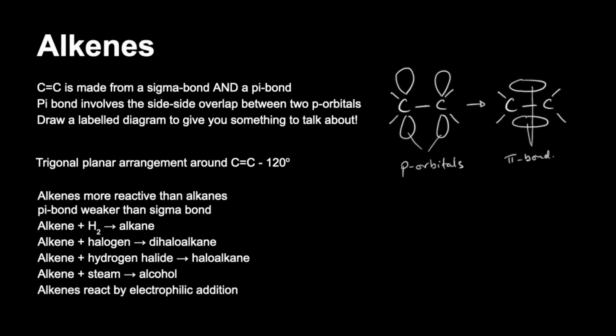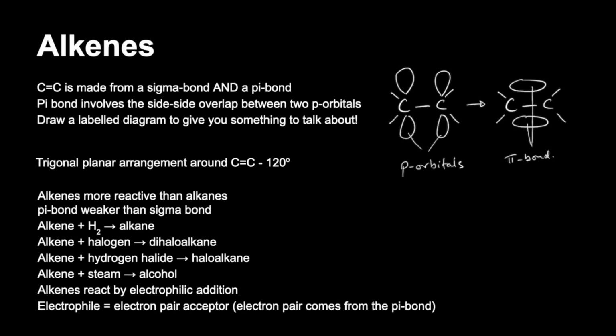All of these reactions are electrophilic addition, and an electrophile is an electron pair acceptor. And the electron pair that's accepted comes from the pi bond, because it's on the outside of the alkene molecule.